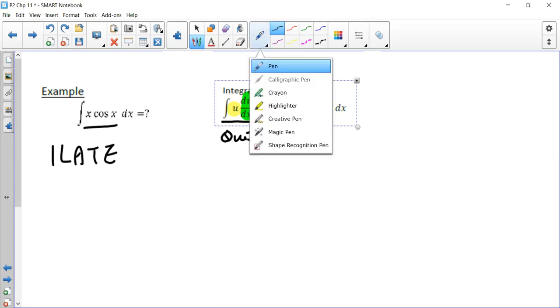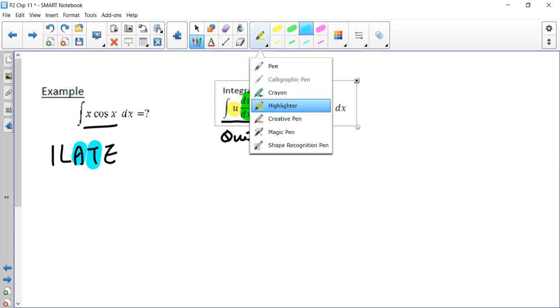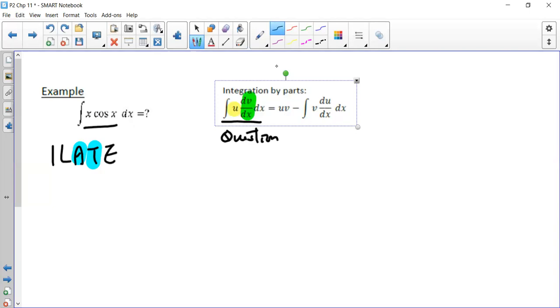In the Eilert rule, you see in here, you've got x and cos x. So x belongs to algebra, so that's A. Cos x belongs to trig, so that's T. Now you can see A comes before T in the Eilert rule. Therefore, A, the x term, will be the u. So we'll let u be x. And then the other one, we have to let be dv by dx.